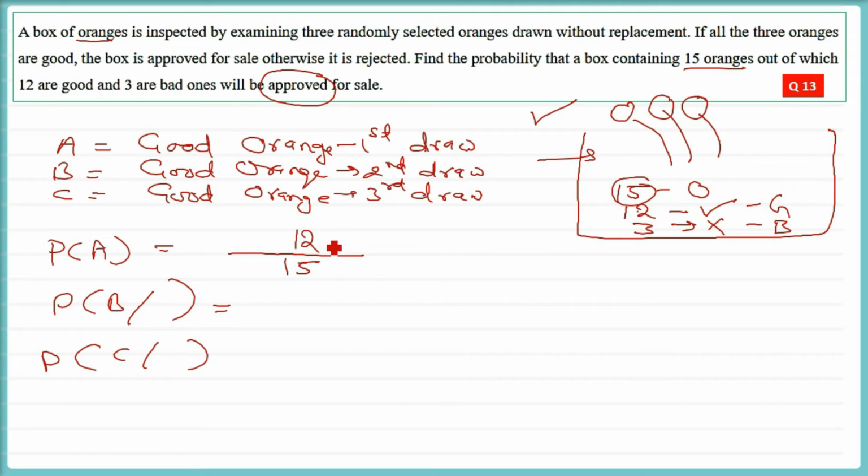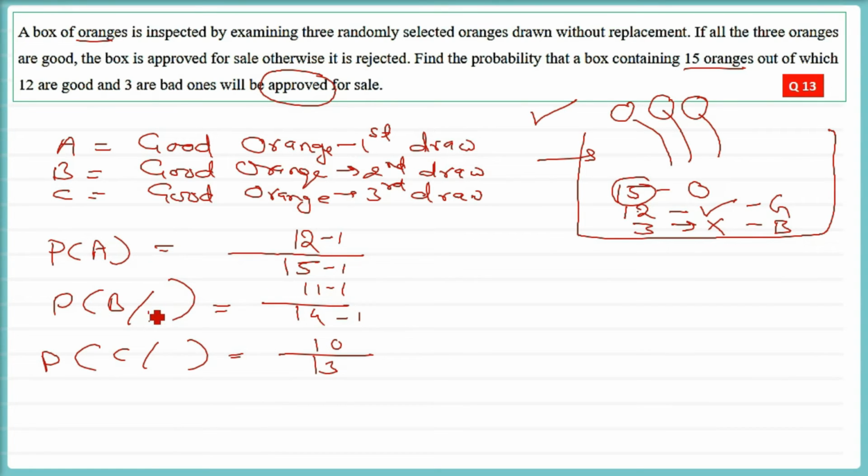Just subtract 1 from numerator and denominator because 1 has been taken out. So 15, 1 was taken out, 14 is left. In good oranges, 1 was taken out, 11 is left. 11 by 14 is the probability of getting a good orange in the second draw. Now the probability of getting a good orange in the third draw: again subtract, 11 minus 1 is 10, 14 minus 1 is 13.